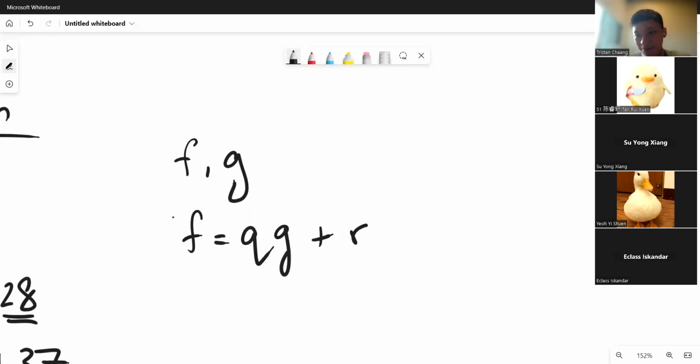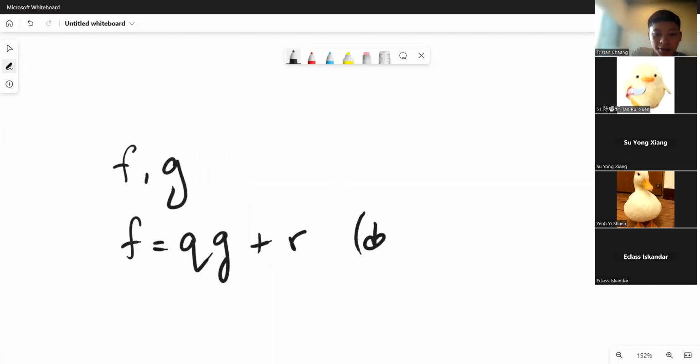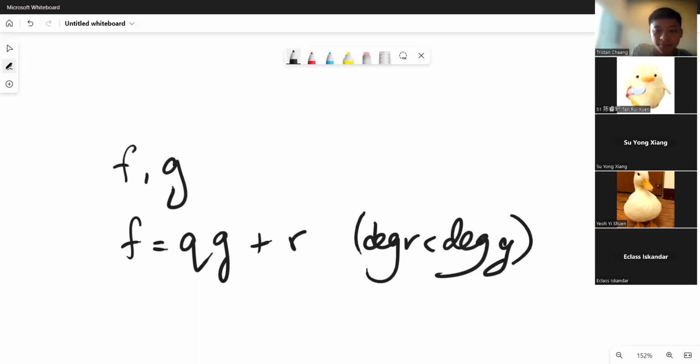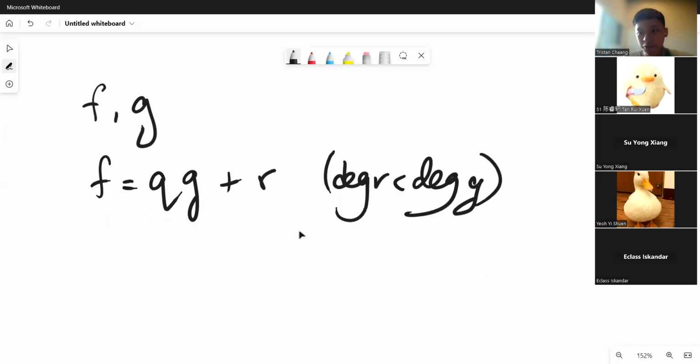We can omit the x in brackets if we're not talking about the actual function itself. So f equals a polynomial q times g plus r, where the degree of r is less than the degree of g. For those of you who have learned polynomials at high school, you've probably seen this before. There's something called long division.